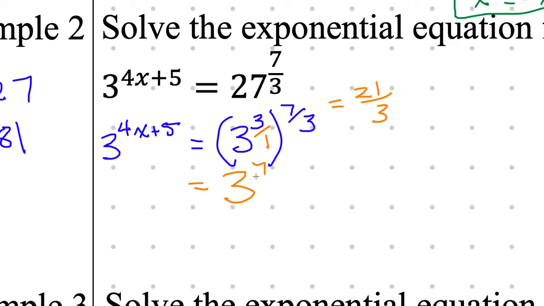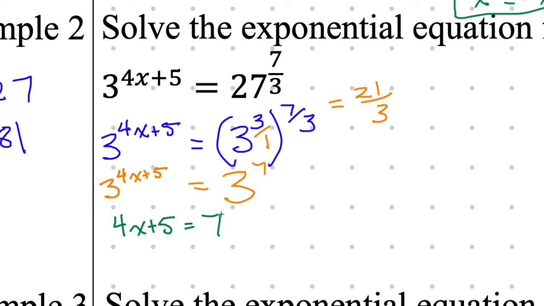So the right-hand side is now 3 to the power of 7 after multiplying these exponents, because a power to a power means multiplying. Left-hand side stays the same, 3 to the power of 4x plus 5. And this is where that cool trick comes in. If the bases are the same, the exponents must be the same, which means this 4x plus 5 must be equal to 7. I'll write that out for you. 4x plus 5 must be equal to 7. We have now gone from an exponential equation into a linear equation, something that you do know how to solve.